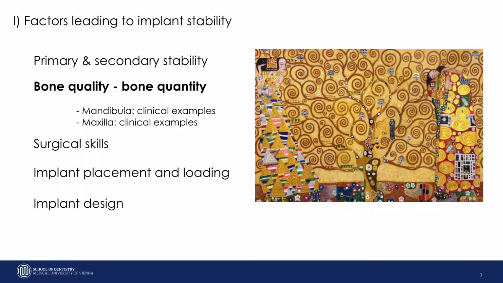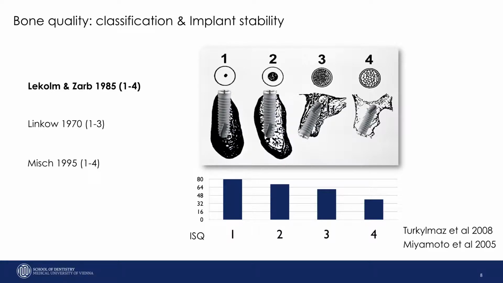So how does bone quality and quantity influence our implant healing or implant stability? I put together the classification of bone quality, and the most common one is the one from Lekholm and Zarb that you might see very often. Just to complete it, there's also Linkow 1 to 3 and Misch 1 to 4. They're quite similar. And when you put all the literature together, you see that primary stability is influenced by the bone quality.